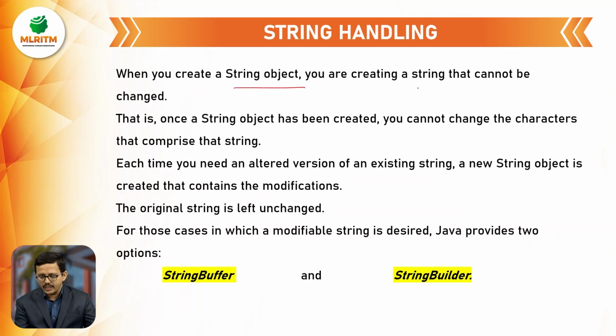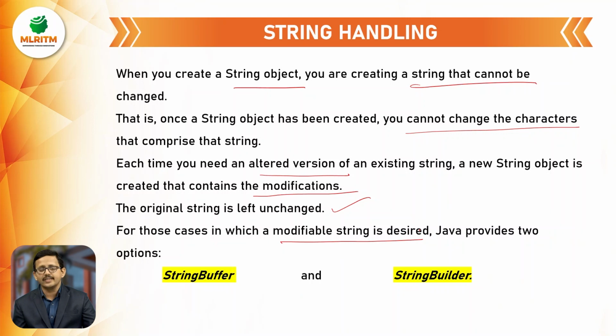When you create a string object, you are creating a string that cannot be changed. Once a string object has been created, you cannot change the characters. Each time you need an alternate version of the existing string, a new string is created that contains the modifications. The original string is left unchanged. For those cases in which a modified string is desired, when we start to write a program, if we know beforehand that we are going to modify the string, the best way is to use either a string buffer or a string builder. We have these two options. Let us check them one by one.